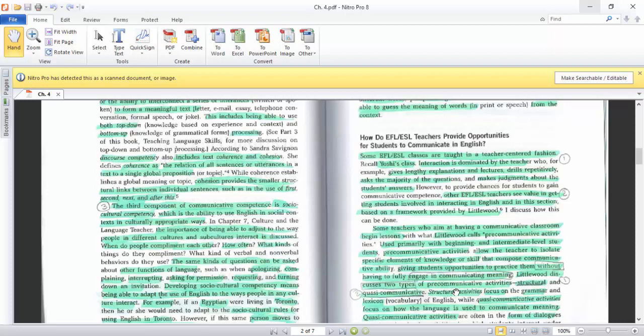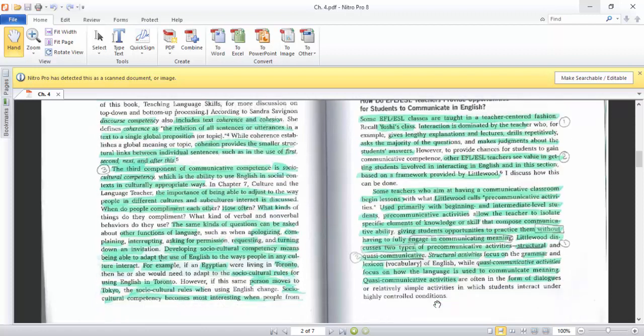Littlewood discusses two types of pre-communicative activities. The first one is structural, and the second one is quasi-communicative. Structural activities focus on grammar and lexical vocabulary of English, while the second one focuses on what? Quasi-communicative activities focus on how the language is used to communicate meaning. Quasi-communicative activities are often in the form of dialogues or relatively simple activities in which the students interact under highly controlled conditions.